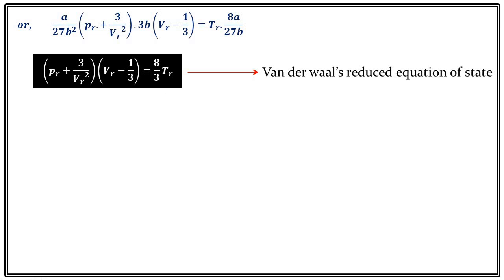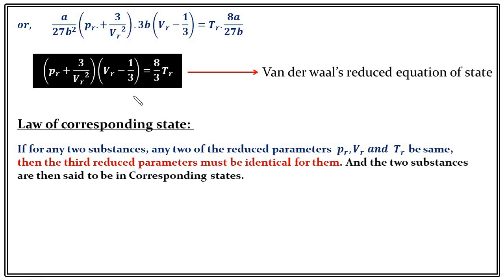You can note another point from this equation. As this equation relates PR, VR, and TR, then at a particular reduced pressure and reduced volume, TR will be governed by this equation. Because of this, we have one law, called the law of corresponding states. What it says is, if for any two substances any two of the reduced parameters PR, VR, and TR are the same, then the third reduced parameter must be identical for them, and the two substances are said to be in corresponding states.